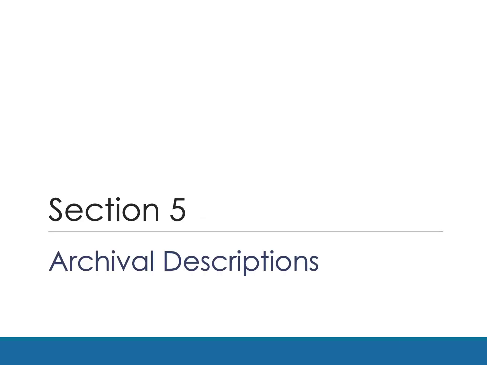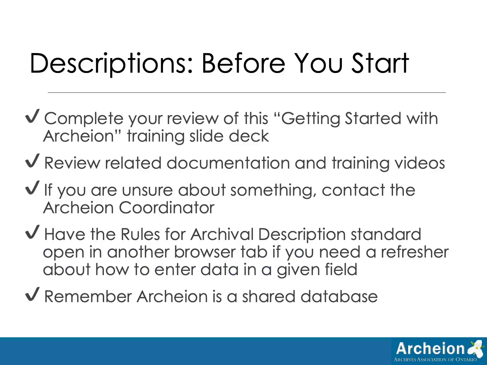Now that you know some of the gotchas about the Atom platform, you can begin adding your archival description to Archion manually through the archival description edit form. So you can skip to Section 5. Here is a checklist of things to think about before you start adding archival descriptions into Archion.